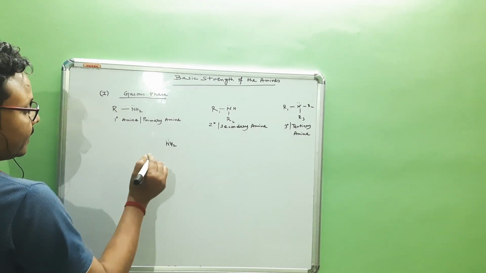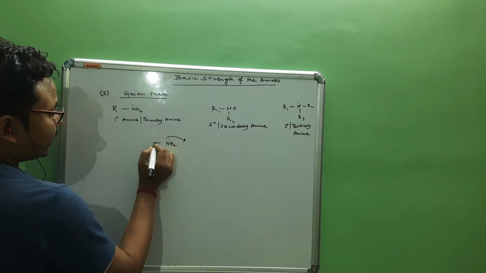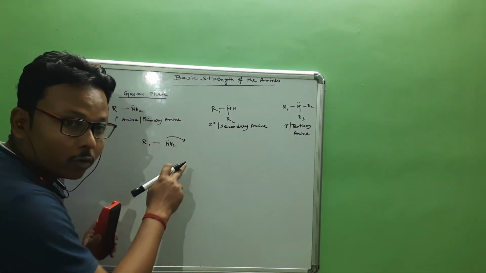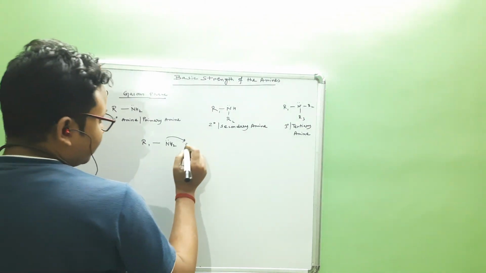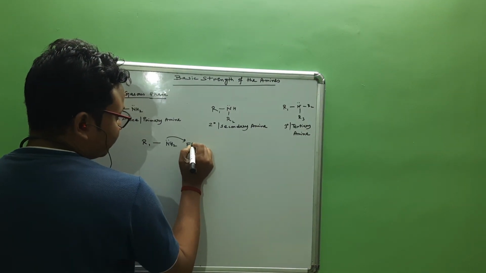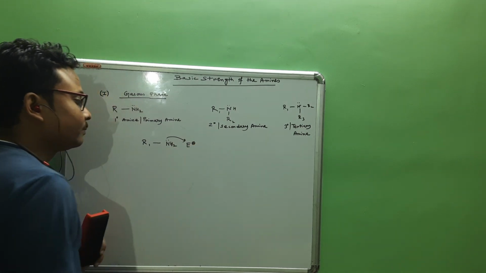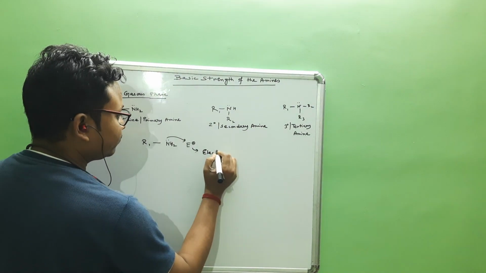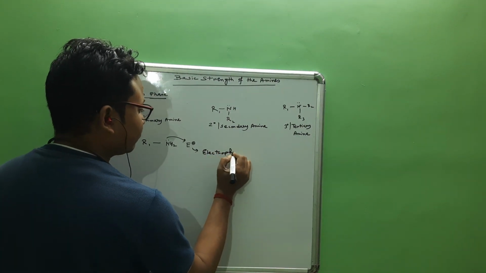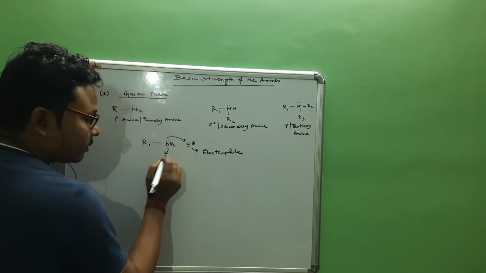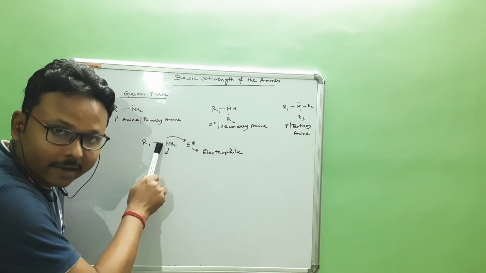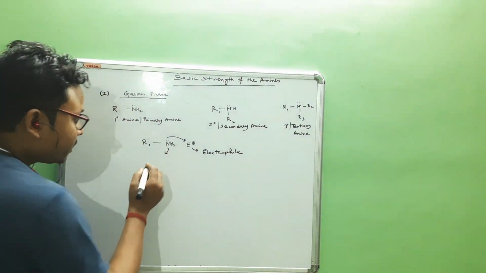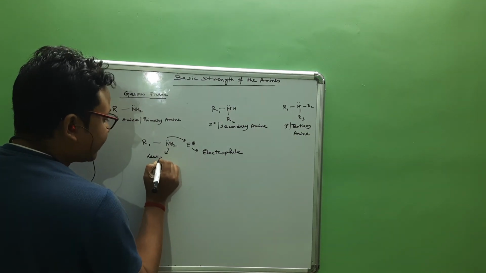And amine can easily donate this lone pair of electrons to any electron deficient group, like this. So this is the electrophile, and here it is amine. The species which can donate its lone pair of electrons is called Lewis base. So you see it acts as Lewis base.